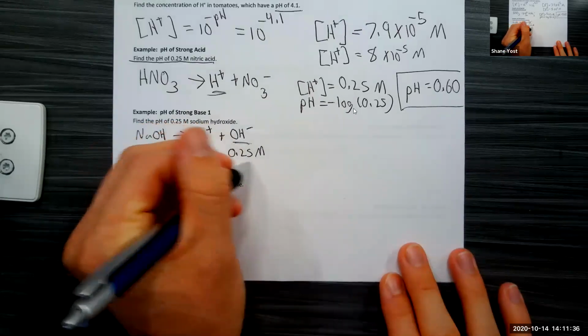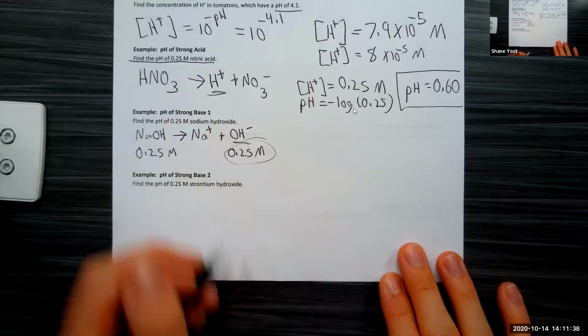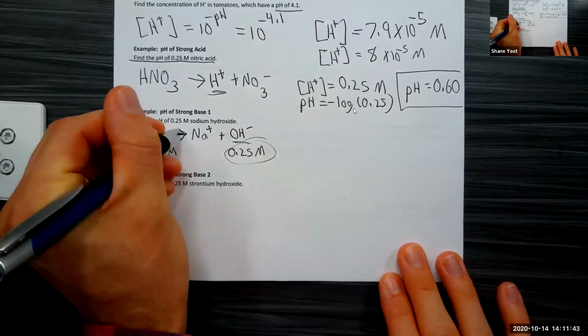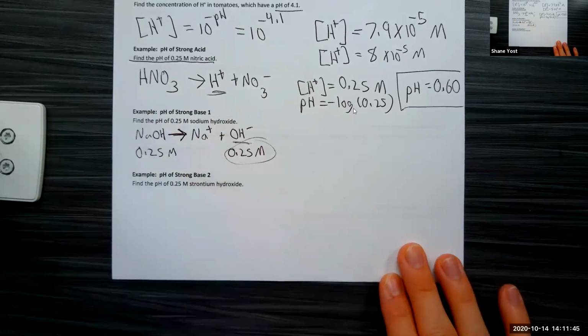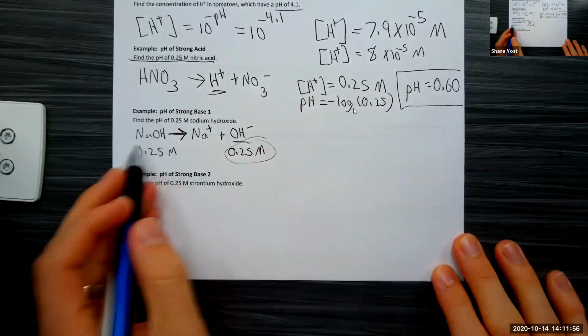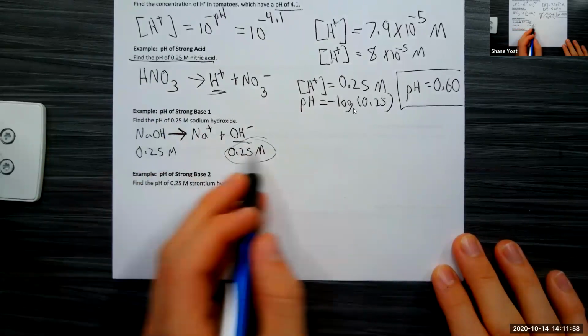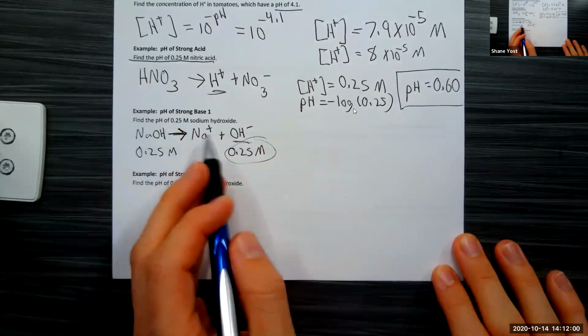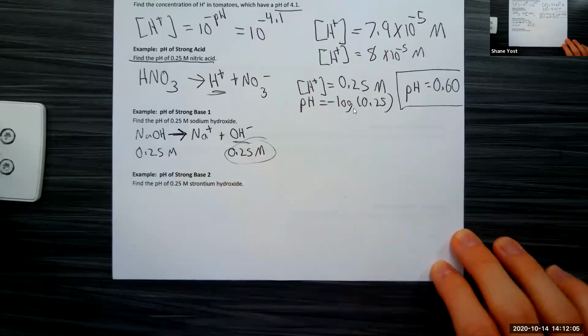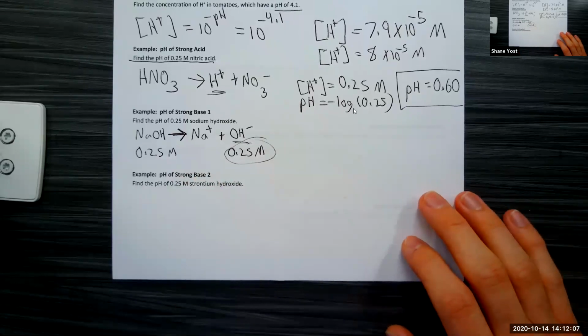So I know I have 0.25 molar of OH in solution, because I draw this as an arrow just to the right on purpose. There is no equilibrium here. This dissociation of sodium hydroxide into sodium and hydroxide ions goes to completion. Every last mole of sodium hydroxide breaks apart to form equivalent amounts of moles of sodium ion and hydroxide ion. So I have 0.25 molar hydroxide.